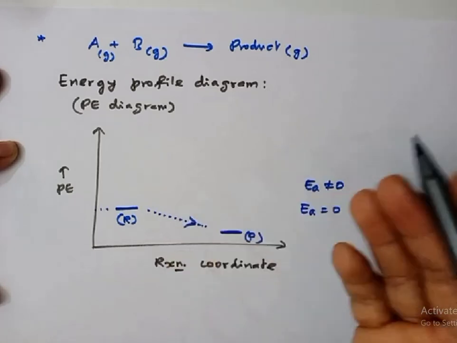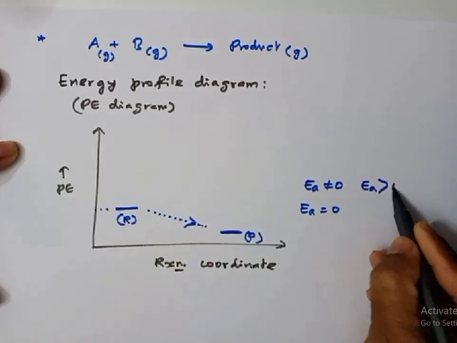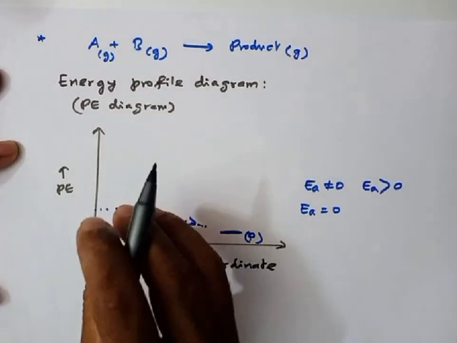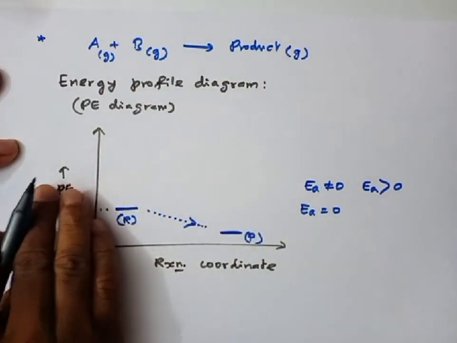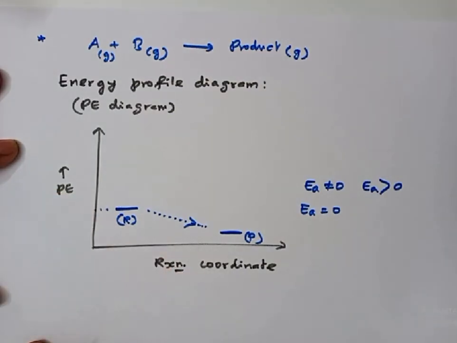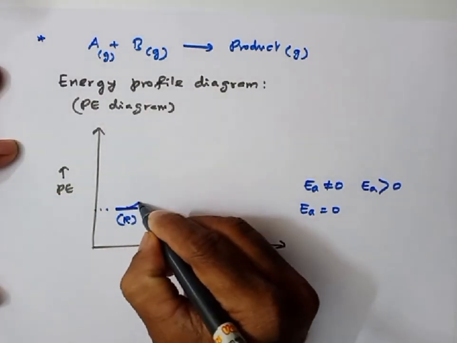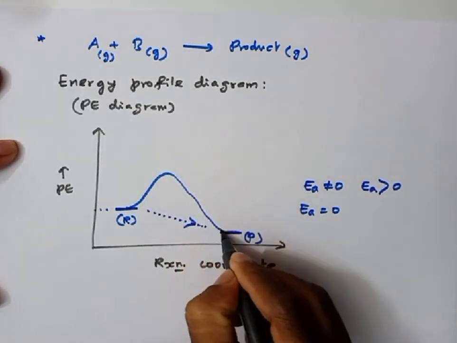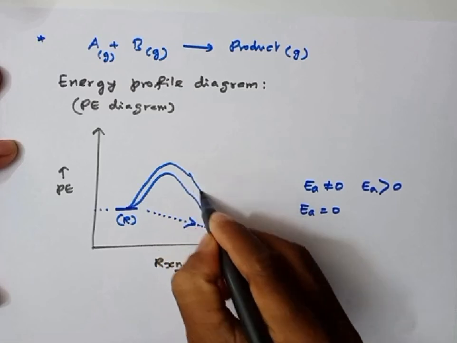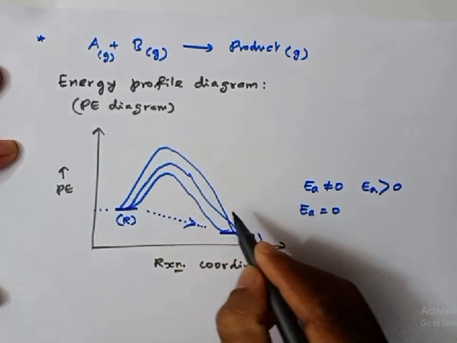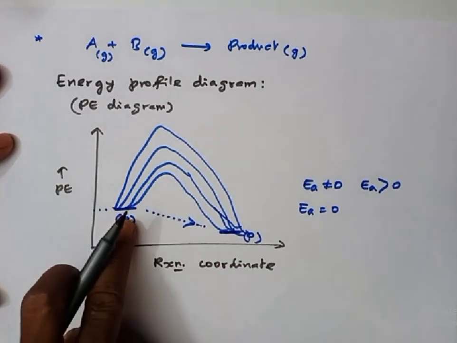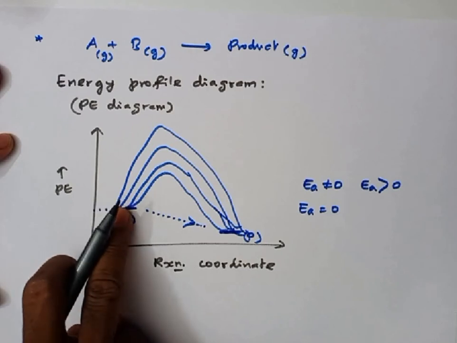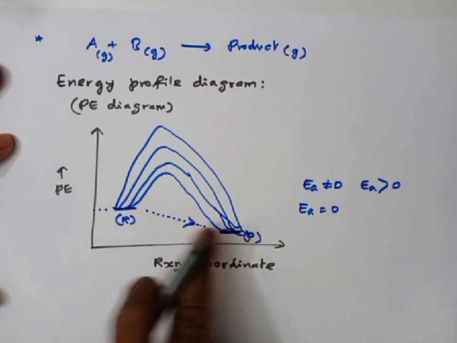Okay, and in many cases activation energy is greater than 0. So some energy is required for the reactant molecule to form product. If you draw the variation of potential energy with respect to reaction coordinate, we actually get many paths. This is path 1 for the reaction, this is path 2, this is path 3, all give the same product, path 4, like that. Your starting average energy is the same, and the average energy of the product is the same for all the paths.